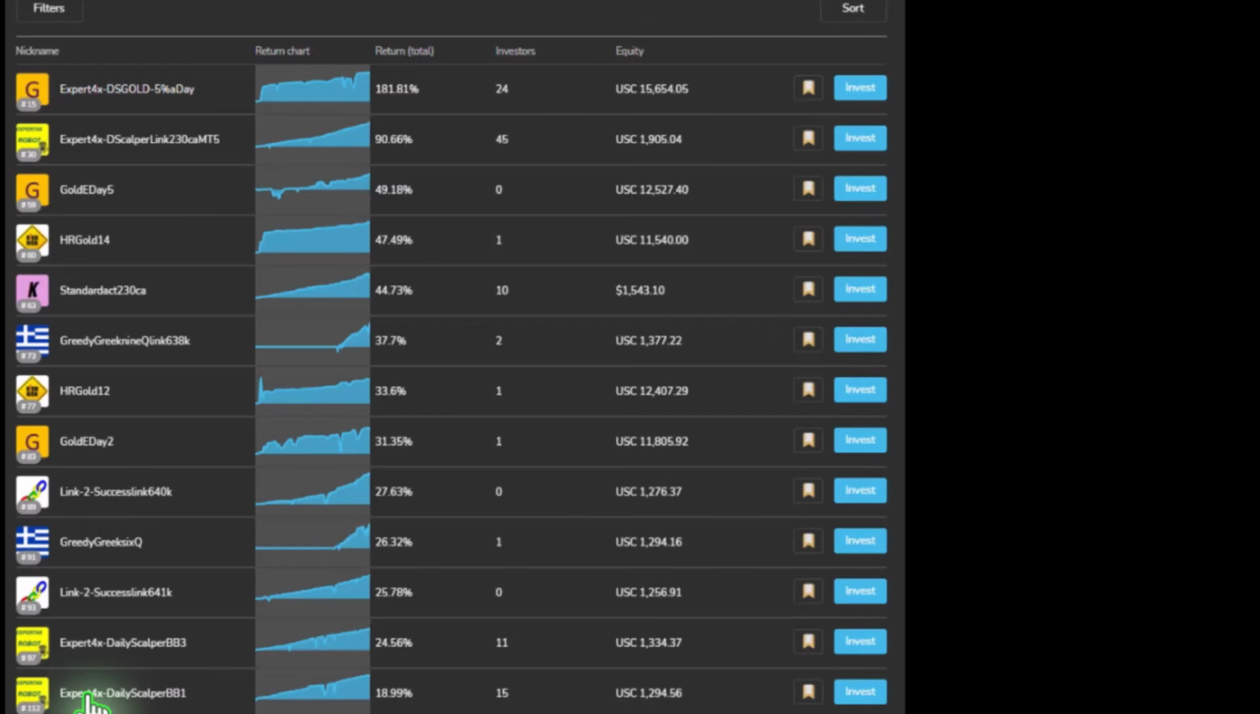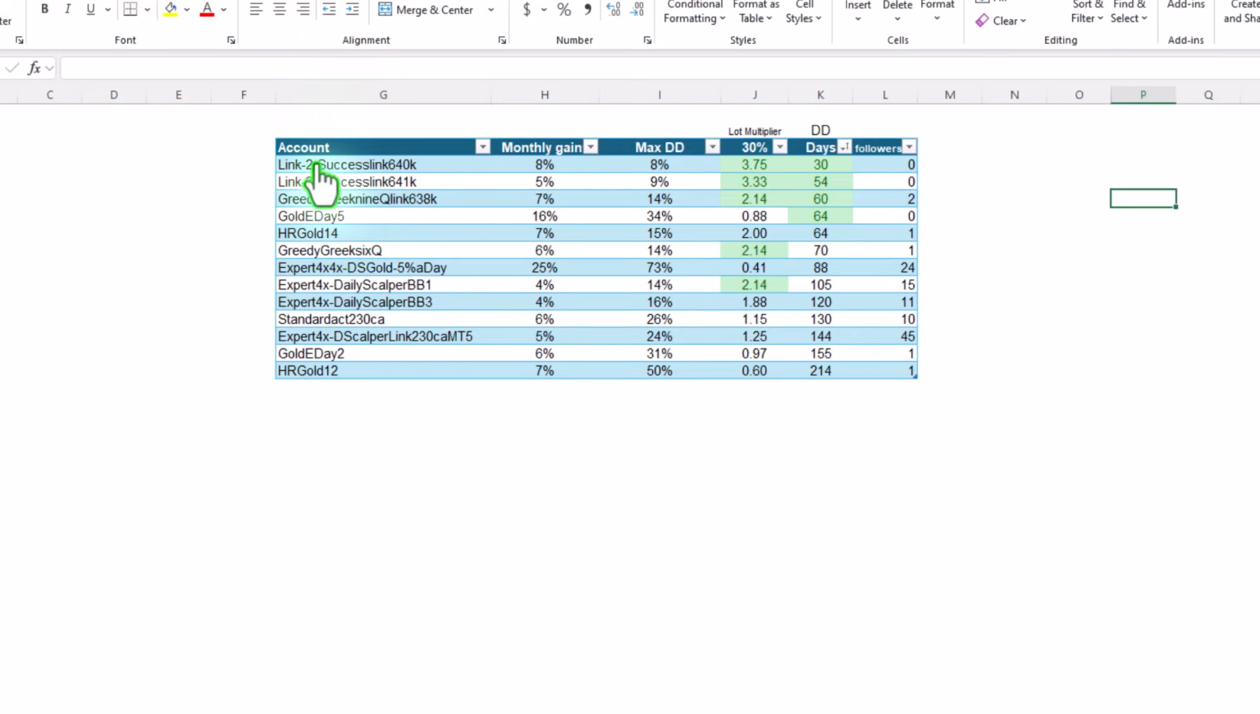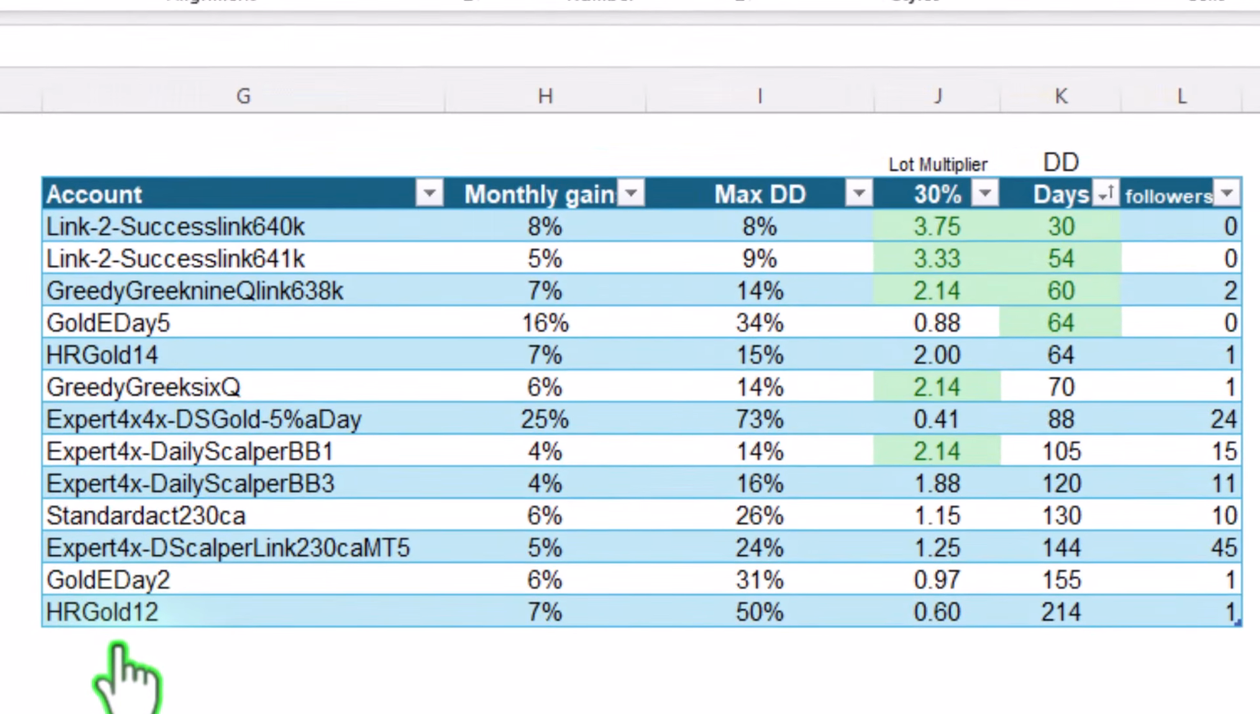I converted the total returns into monthly returns, and I recorded the maximum drawdown. I then put it into an Excel spreadsheet. So let's go and have a look at that Excel spreadsheet. And here we are. I've listed all of those accounts on that list. I've then converted their total returns into monthly returns.